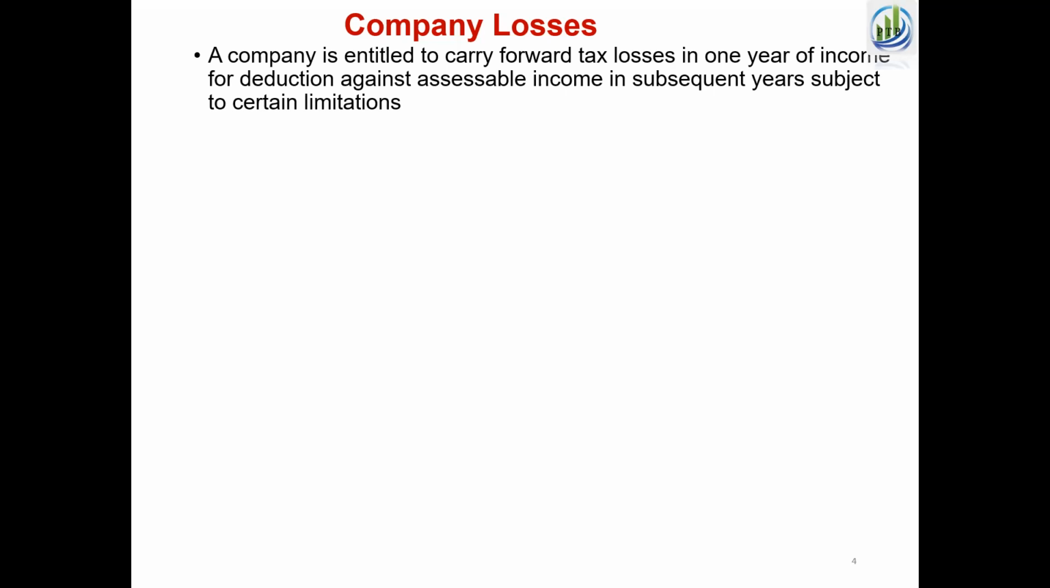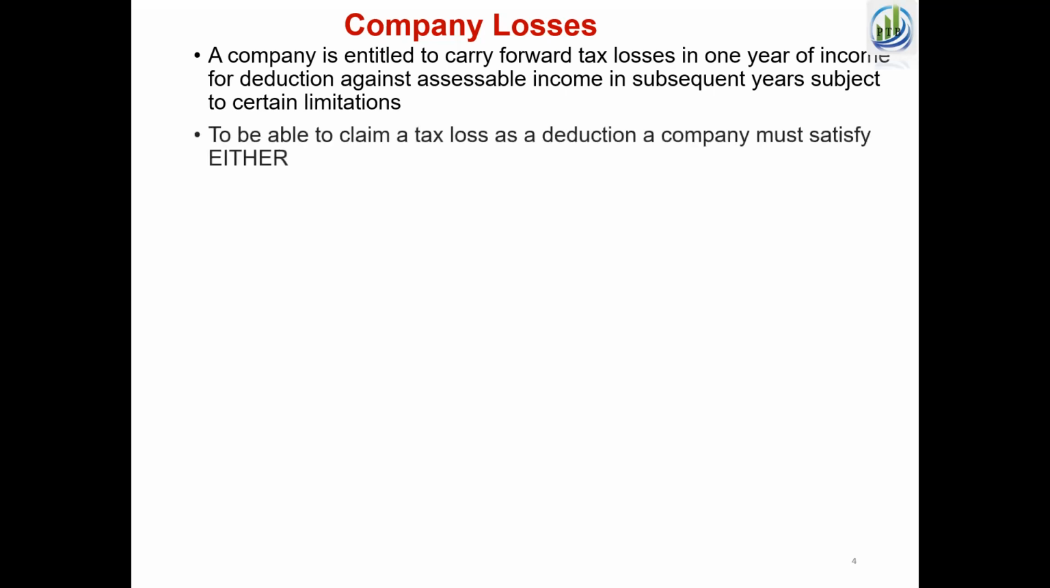There are two criteria. If they meet one of the criteria, they can offset their tax losses. If they do not meet any one of these criteria, they cannot offset the tax loss. Now we will see what these criteria are. Number one, the continuity of ownership test. We call it COT. What does the COT mean?